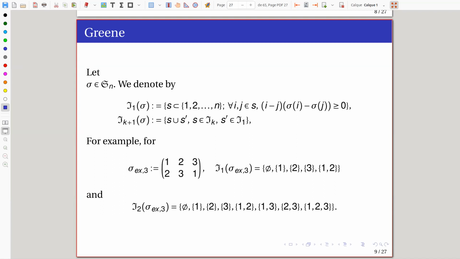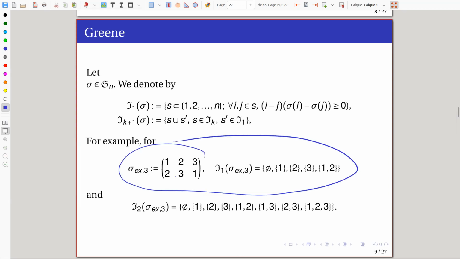So for example, in this example, what are the increasing subsequences of this permutation? We have the empty set, but the images of 1 and 2 are increasing, so it's just 2, 3. The image of any singleton will be an increasing subsequence, and so the only increasing subsequences are these. But if you allow concatenating increasing subsequences, you will have all subsets of 1, 2, 3.